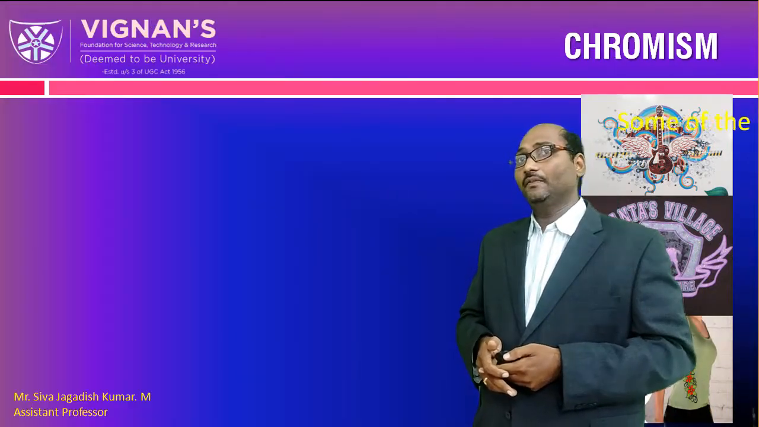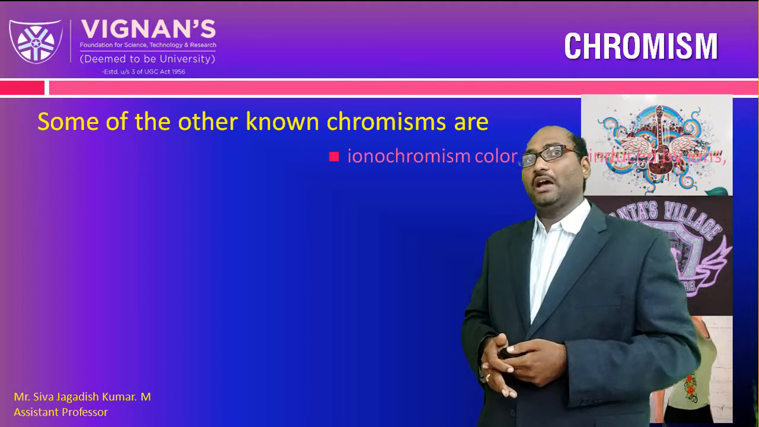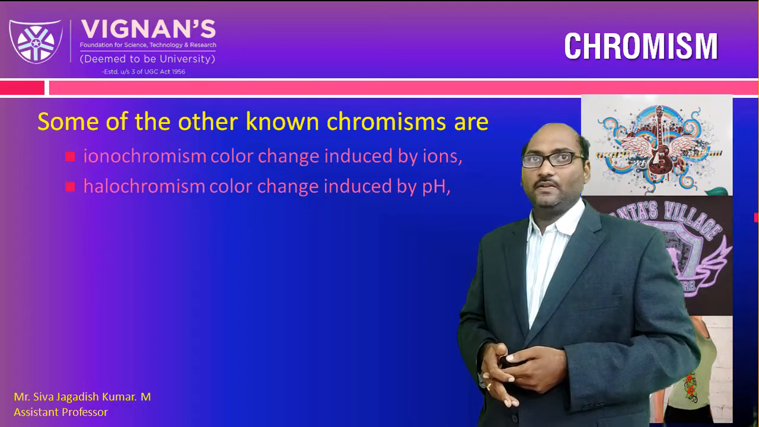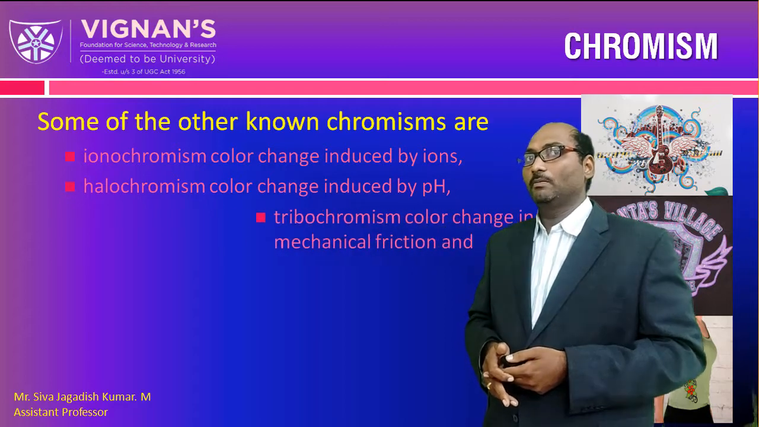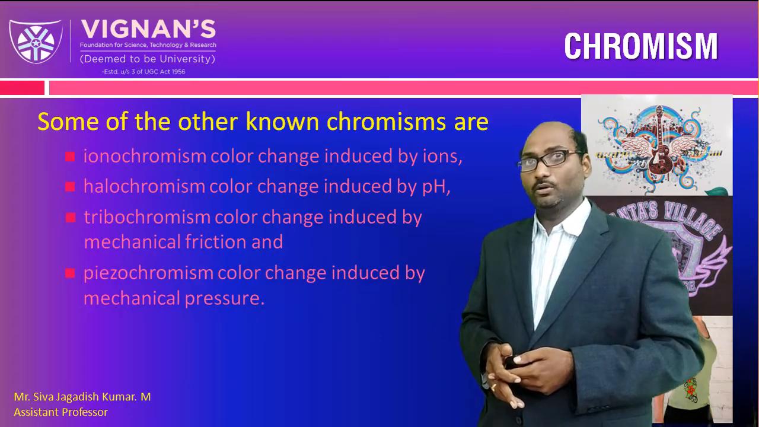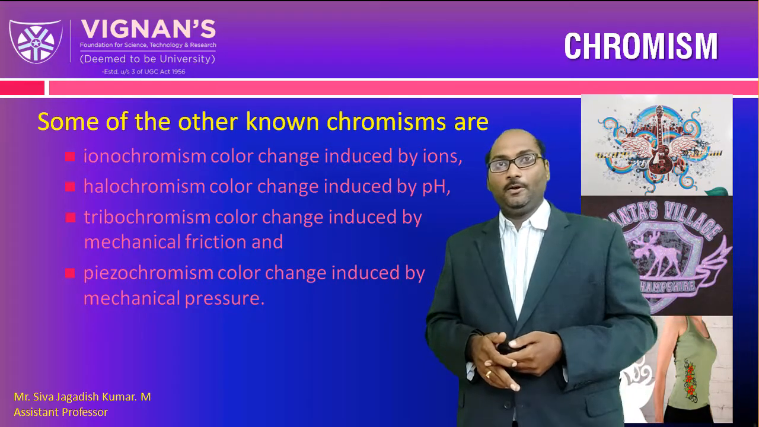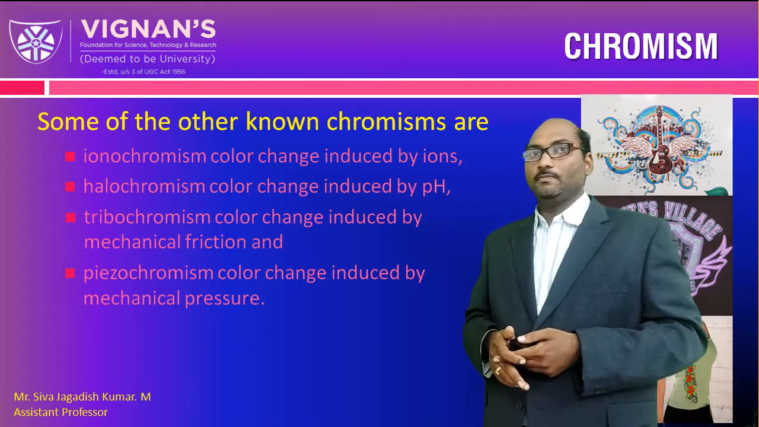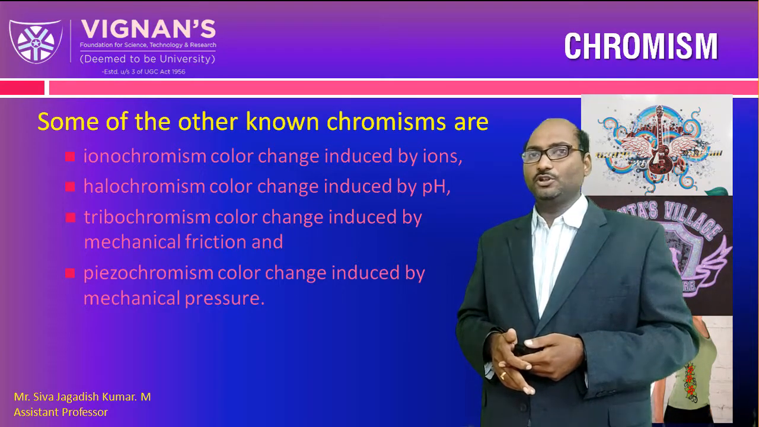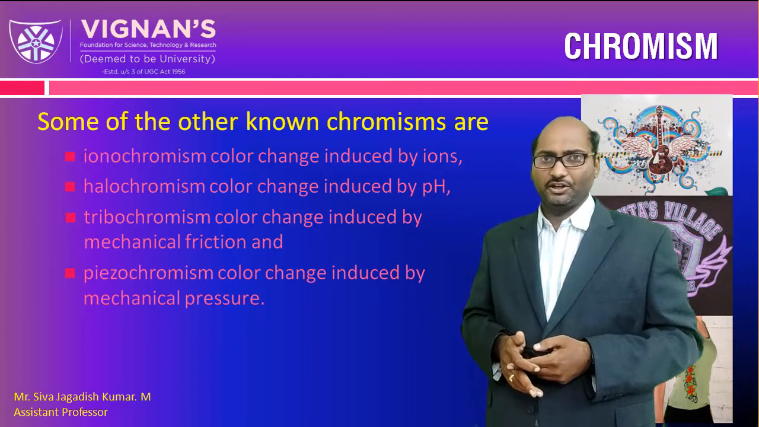Apart from this, the other known chromisms are ionochromism, which is induced by ions, then halochromism, by change of pH, then tribochromism, by means of mechanical friction, and then piezochromism, basically under pressure. This concept is used not only for textiles, but also for various plastics and various kinds of materials.